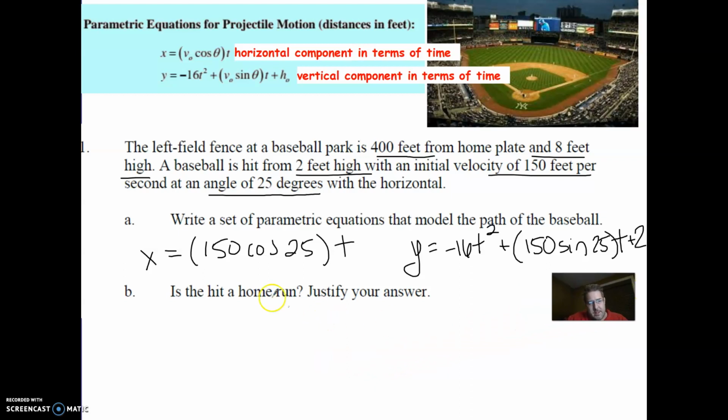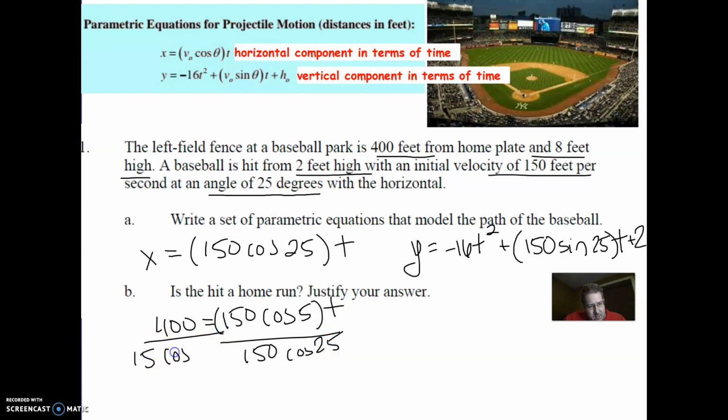Is the hit a home run? So I need to figure out, well, how much time does it take for it to reach 400 feet? So if I put 400 in for x, I can then solve for t. And the way I'm going to do that is because this is being multiplied by t, I'm going to divide both sides by cosine of 25. So divide this by 150 cosine of 25. This cancels out.